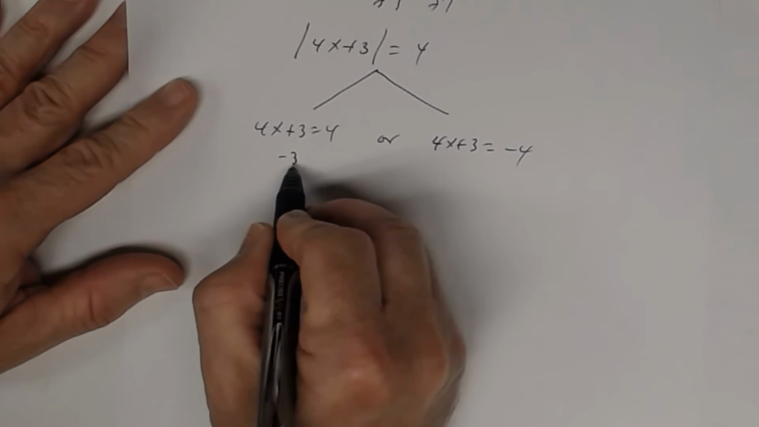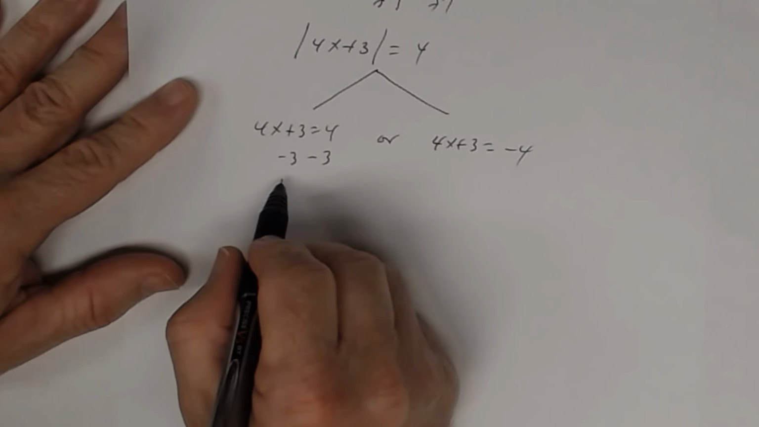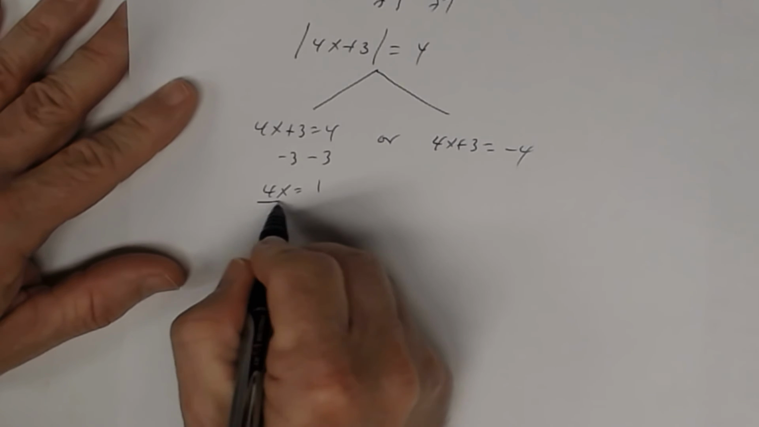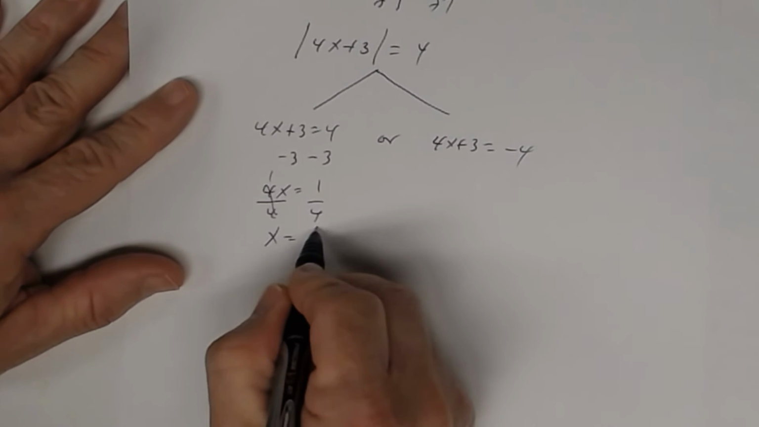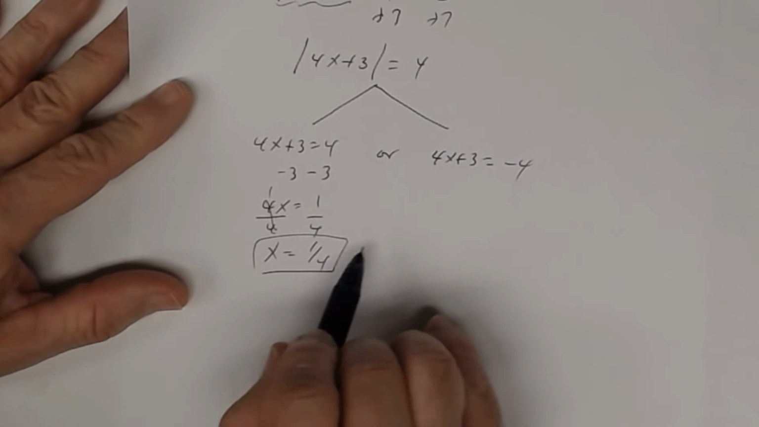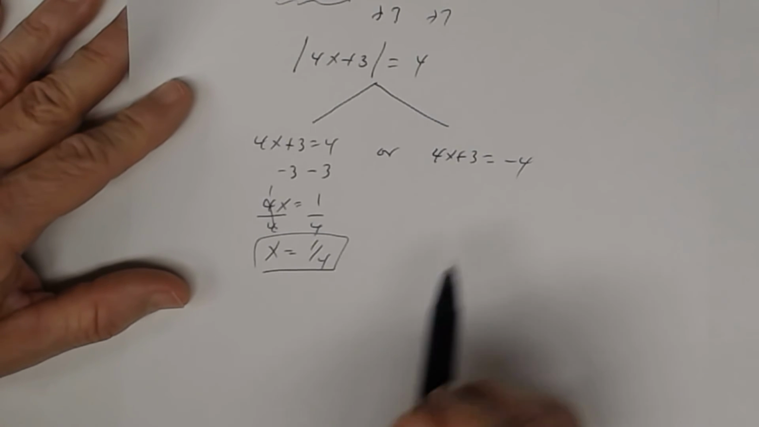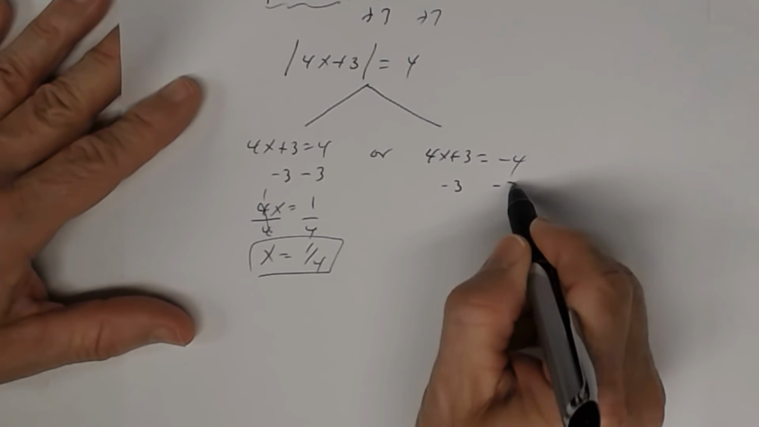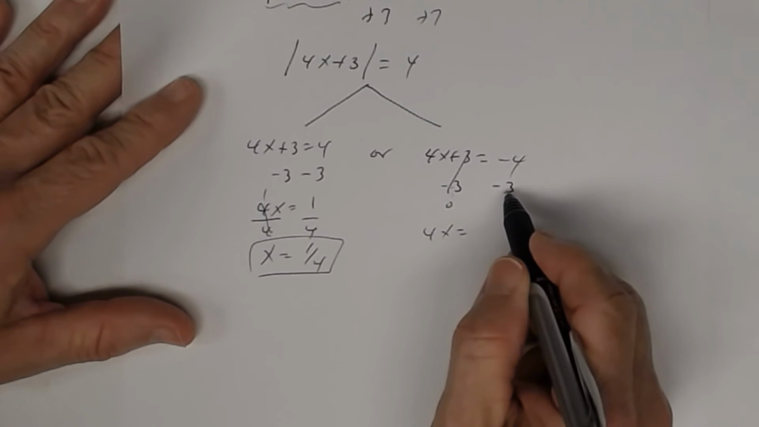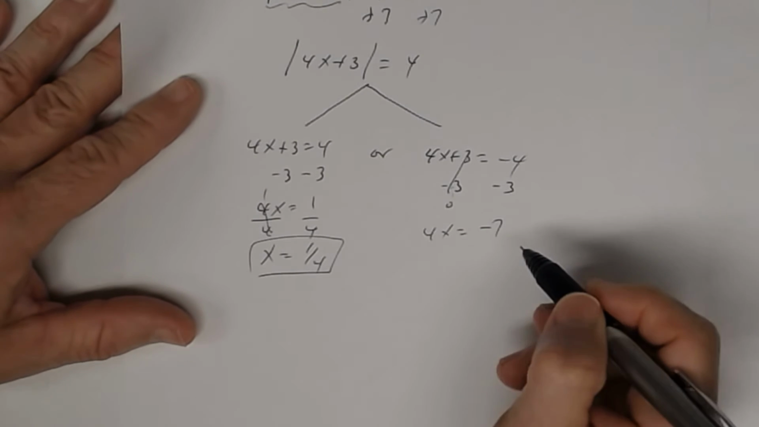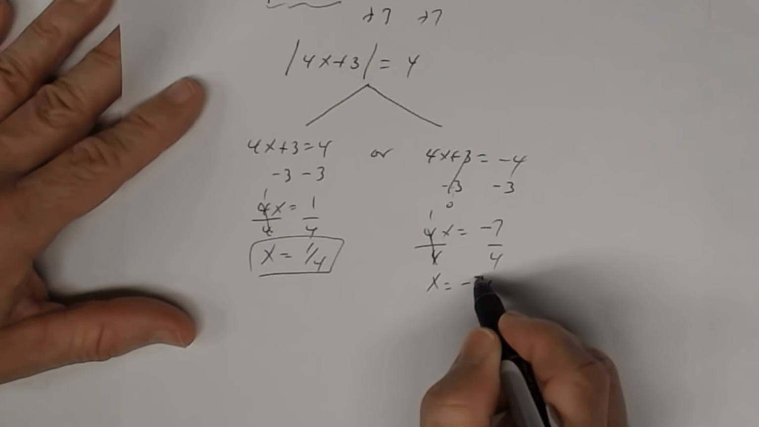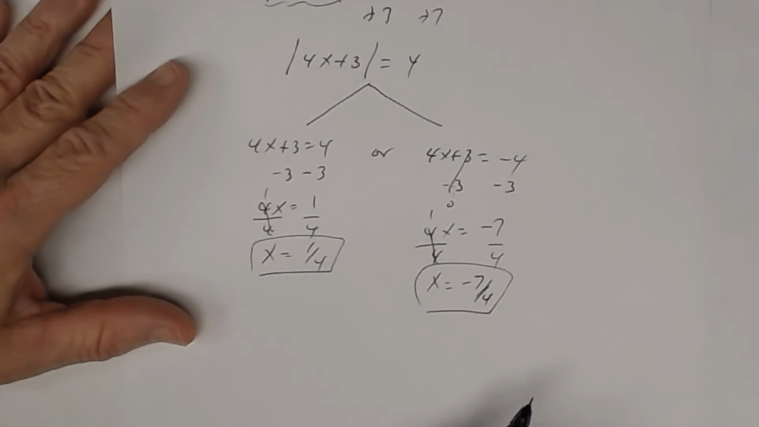So solving each linear equation, you subtract 3 from both sides. So I get 4x equals 4 minus 3, which is 1. Divide both sides by 4, I get x to be 1/4. Okay? So there's one of your solutions. Your solution will be 1/4 and whatever you get here. And over here, subtract 3 from both sides. I get 4x equals negative 4 minus 3, which is negative 7, right? Divide both sides by 4, I get x to be negative 7/4. So there is the other solution.